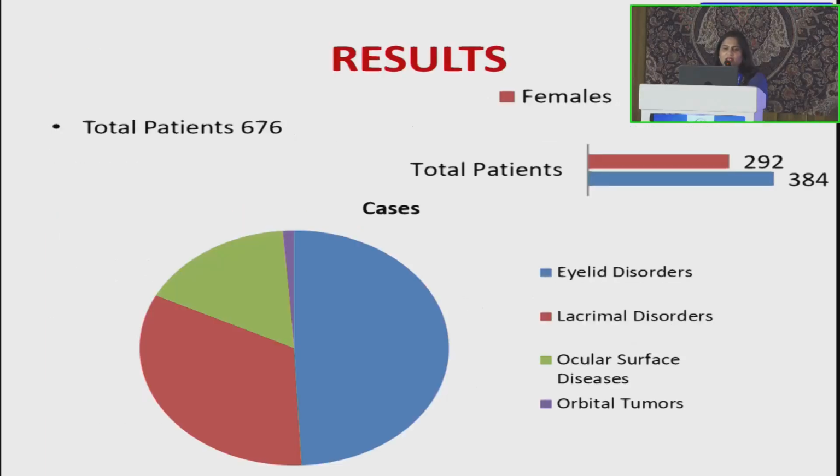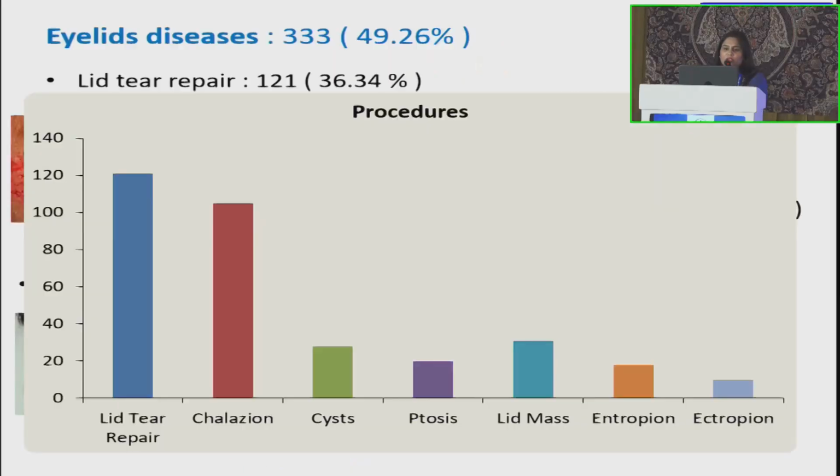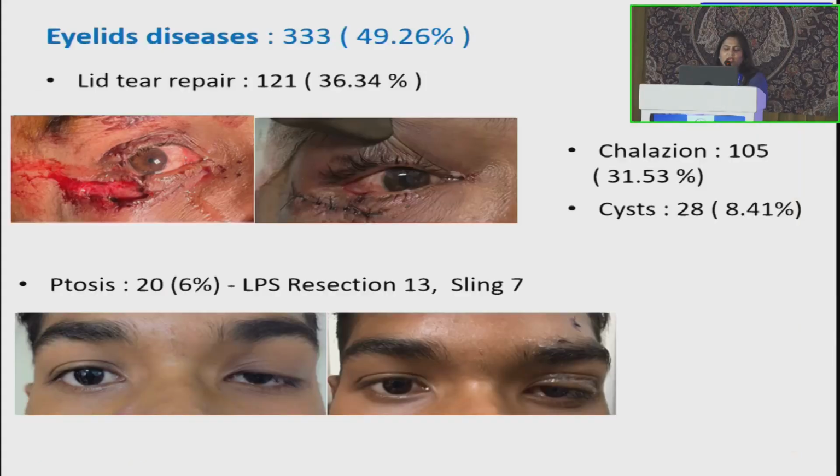So to our results, 676 patients were enrolled, out of which 292 were females and 384 were males. A majority of the disease fell under the category of eyelid disorders, followed by lacrimal, ocular surface disease and the orbital tumors. The eyelid disease mainly comprised lid tear repairs followed by chalazion, and the list goes on. There are a few examples of lid repair followed by chalazion.